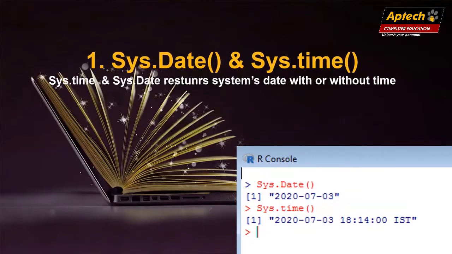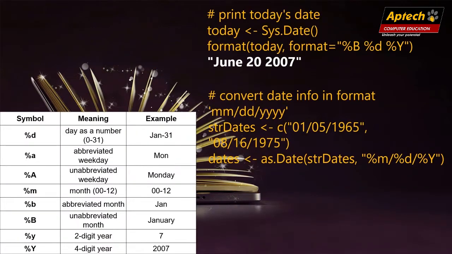I am going to discuss here date and time function, character function, mathematical function, and statistical function. First function is Sys.Date and Sys.time. This function returns system date with or without time. The first example, if you refer, is Sys.Date, which returns the date in YYYY, MM, and DD format. However, Sys.time returns the date along with the time. So, these are the symbols by which you can extract the date or time in a particular format.